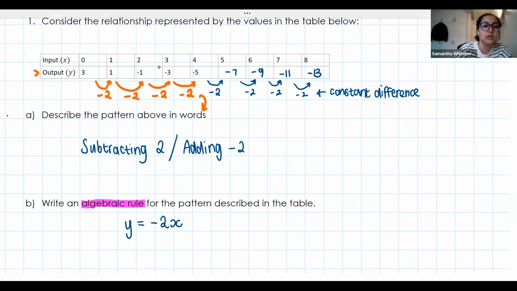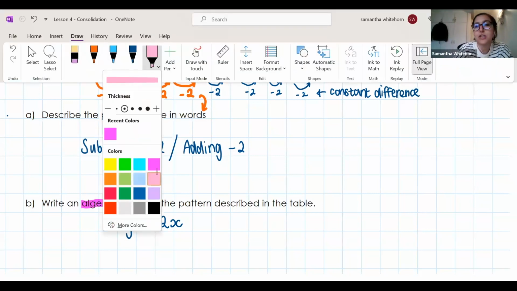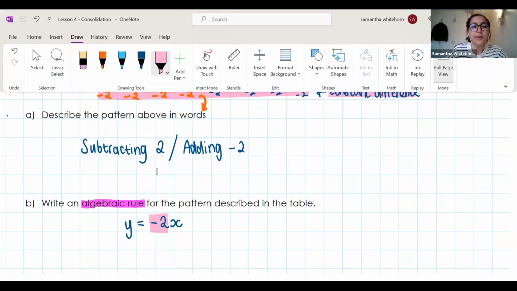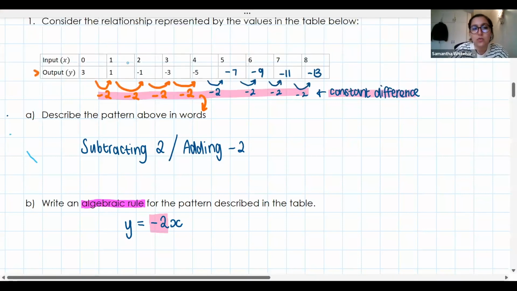Just to refresh that, our constant difference is the value that we're adding or subtracting each time. In this case, -2. And we start our algebraic rule by multiplying that constant difference with x. That is our starting point. That -2 is very important to us. It's the pattern, and so it has to be in our rule somewhere. From there, we now need to decide, is there anything that I still need to add or subtract in order to get my output?